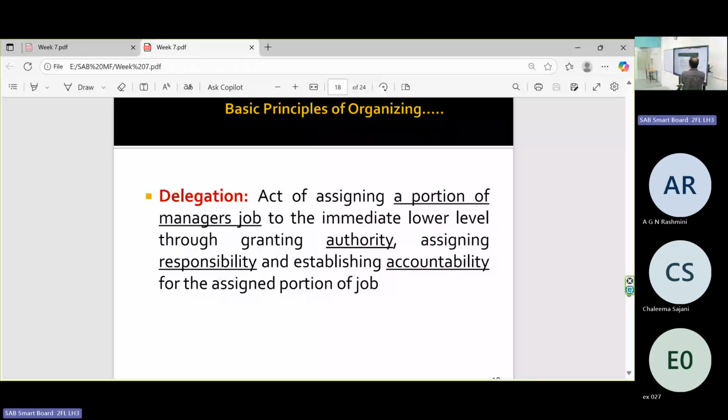This is very important. Sometimes people are bothered only about responsibility and authority, not accountability. But accountability is also very important. Authority, responsibility and accountability should go together. Then organizing and management administration can be done very successfully.